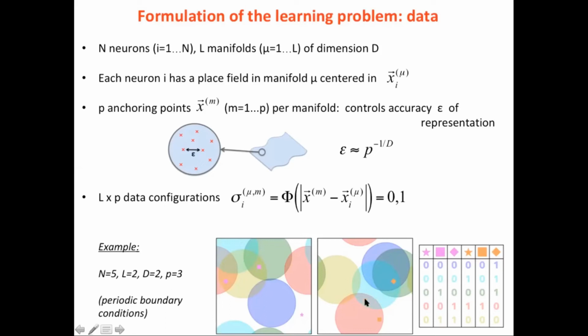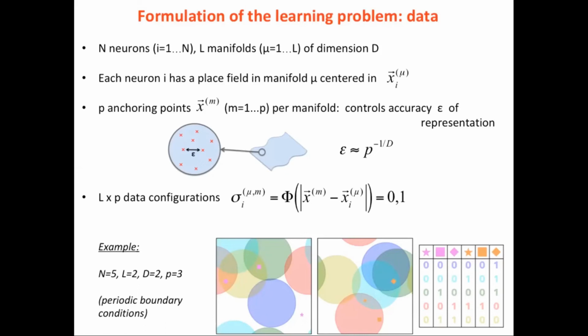Now, if you take another anchoring point, for instance in the second environment, the orange star, you see it overlaps with the red and the light blue, and that corresponds to the 2 neurons which are active on the other side. Okay, so I hope you understand now how I create activity configurations in my model.